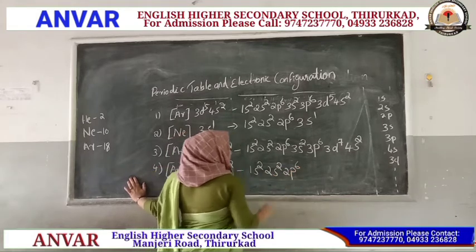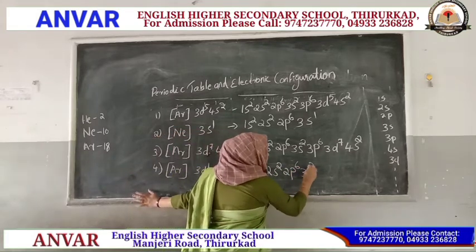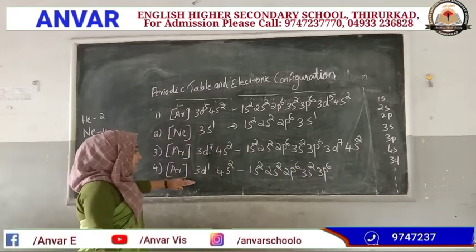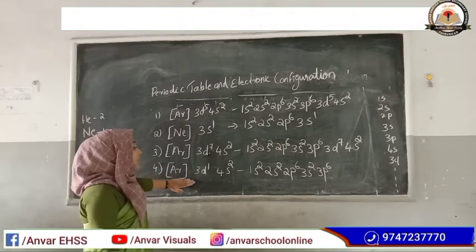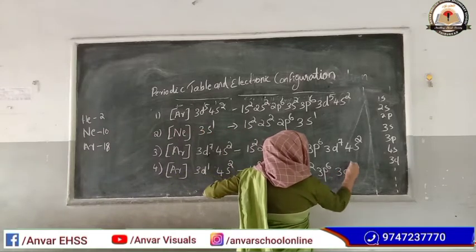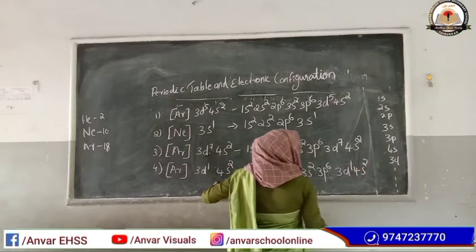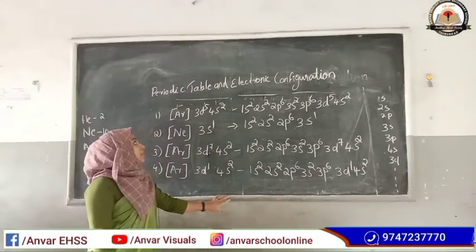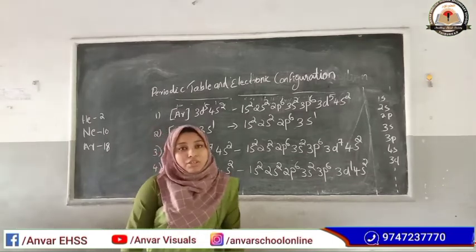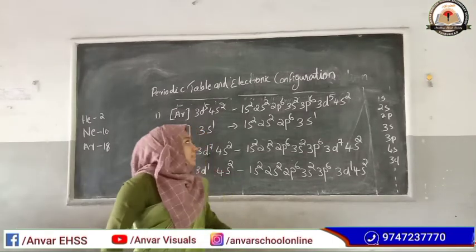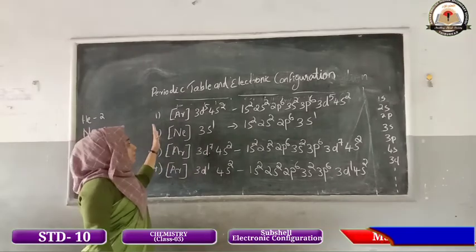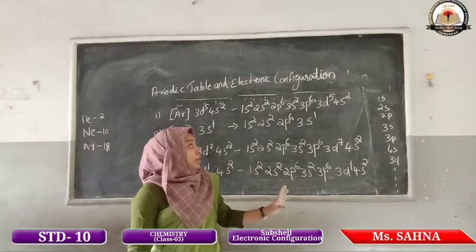Next, the same: 1s2, 2s2, 2p6, 3s2, 3p6 is the subshell electronic configuration of argon. After writing that, we write this part, 3d1 4s2. This is the complete subshell electronic configuration of this element. This is an important question. So all of you remember this question.